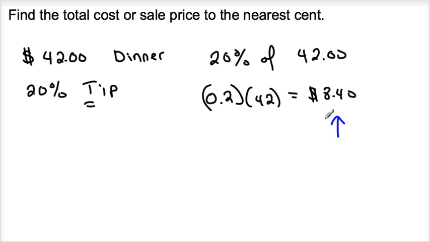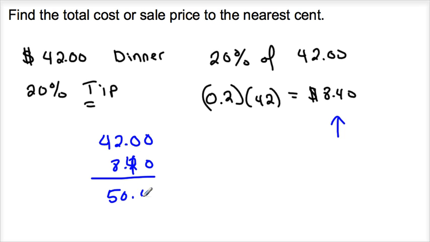If the question asks what is the final bill or final price, I'm going to take my $8.40 and add it to my $42 bill, and we should get an answer of $50.40 as my final payment.